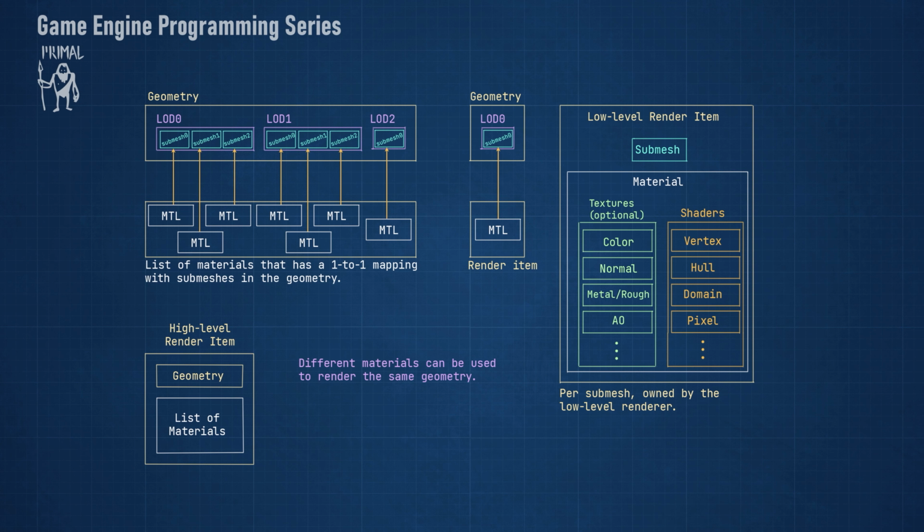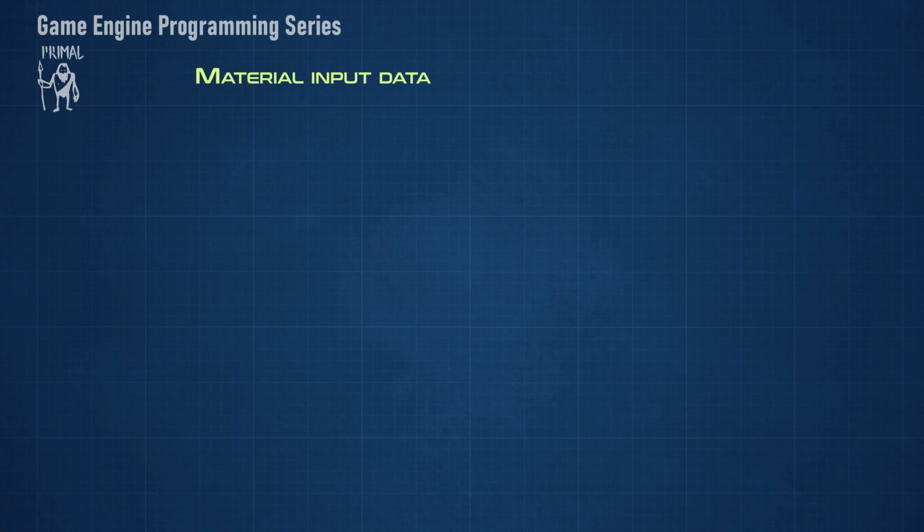So, as we can see here, at a higher level, a material is just a list of textures and the shaders that will take the geometry, sample the textures, and finally output the pixels on the screen that belong to that object. In reality, we can define a lot of properties for a material. For example, the material type, blend mode, refraction index, and much more. However, let's start with a simple material model with just one property, which is the material type.